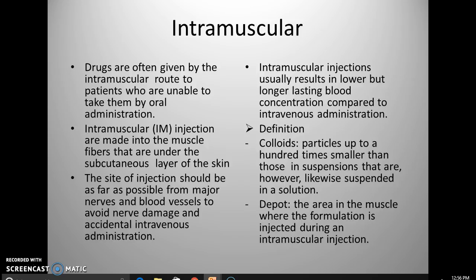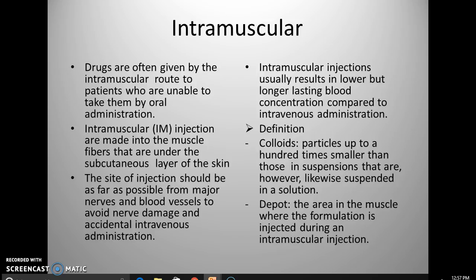Intramuscular or IM injections are made into the muscle fibers that are under the subcutaneous layer of the skin. It should also be noted that the injection site may be as far as possible from major nerves and blood vessels in order to prevent nerve damage and accidental intravenous administration. Intramuscular injections usually result in lower but longer-lasting blood concentrations compared to intravenous administration.